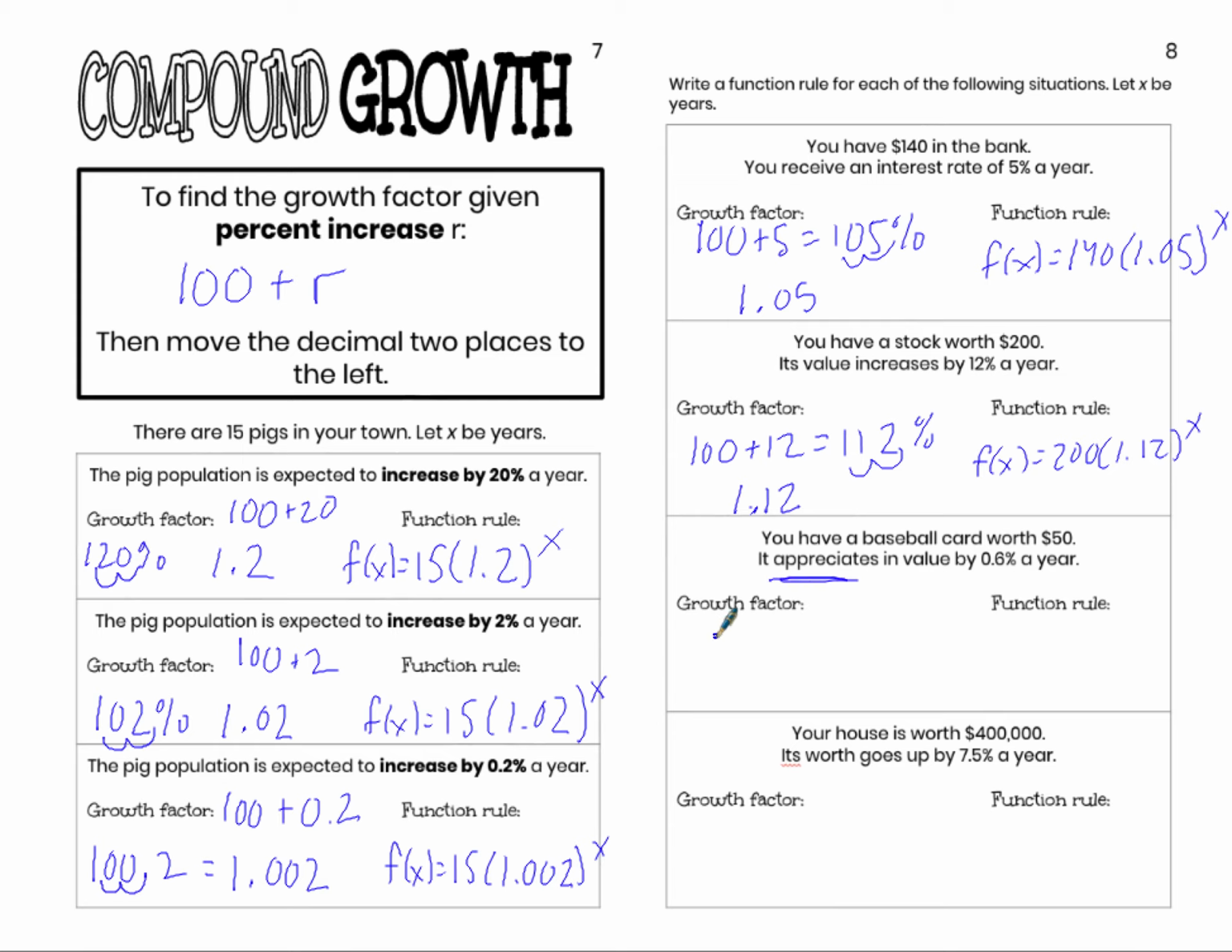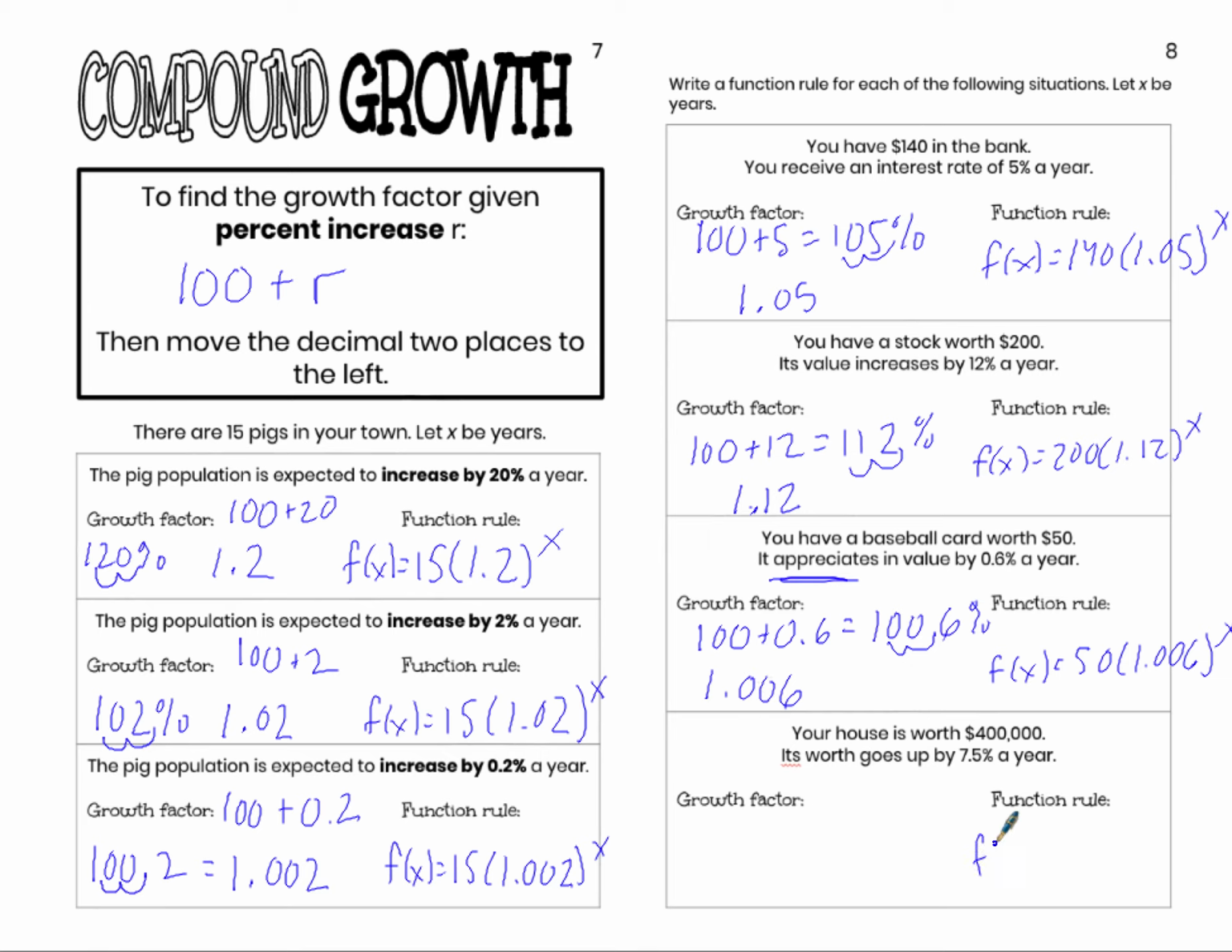Appreciates means increases by 0.6%. 100 plus 0.6 is 100.6%. Moving that decimal to the left, I have a growth factor of 1.006. Again, this looks weird to you, but it makes sense. It's a less than 1% growth rate, therefore I need to have a decimal that is smaller than 0.01.